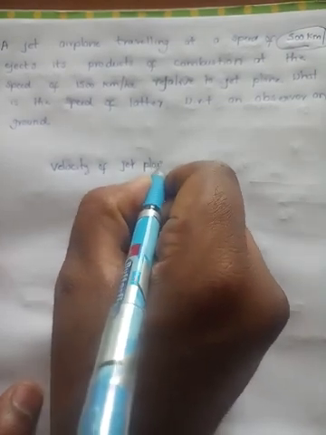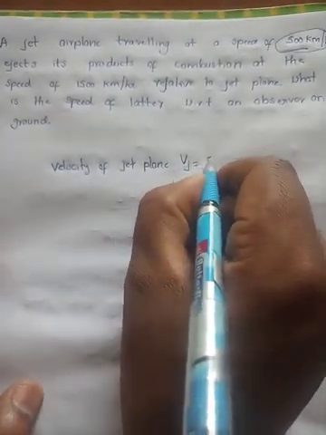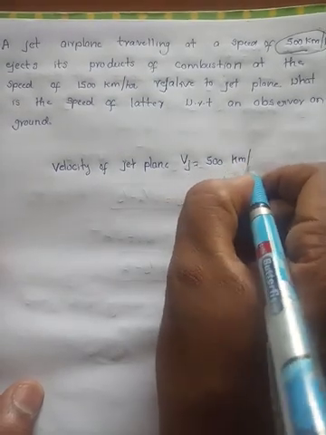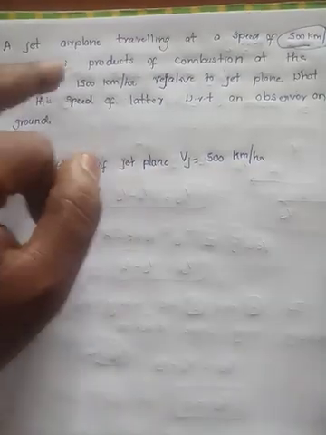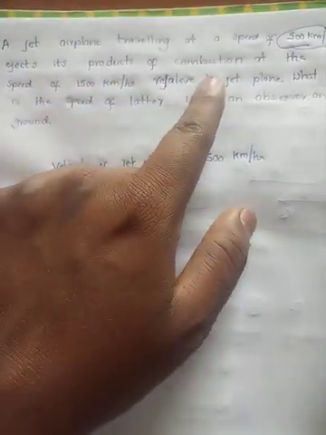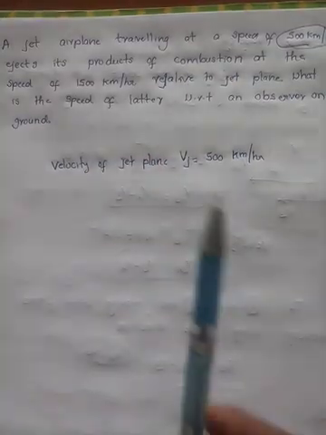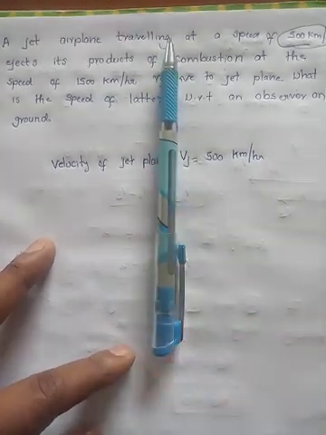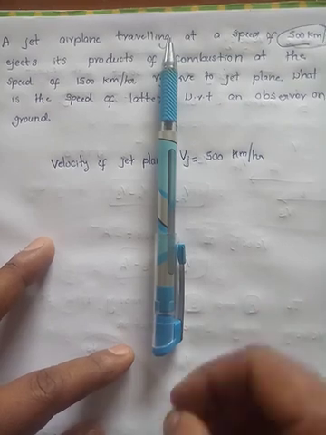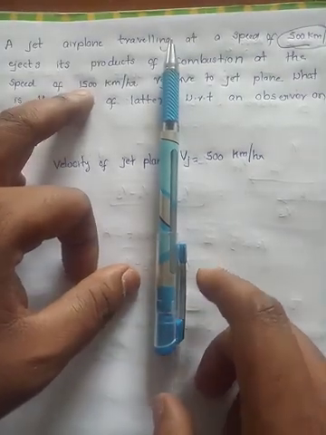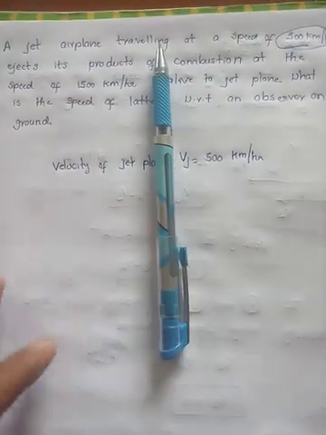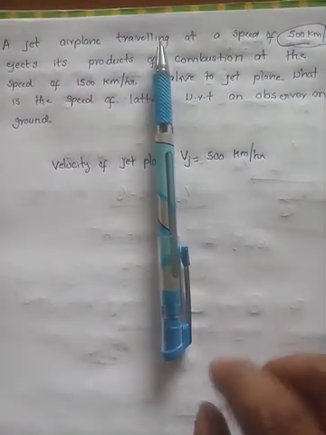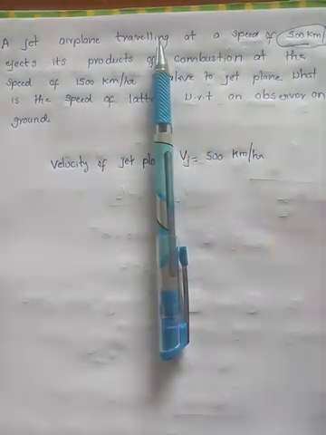So velocity of jet plane: Vj equals 500 km per hour. It ejects its products of combustion at the speed of 1500 km per hour with respect to the jet plane. Assume the jet emits the combustion products with a speed of 1500 km per hour with respect to the jet plane. We have to consider this one. They gave the velocity of combustion with respect to the jet plane, not the velocity of combustion itself.